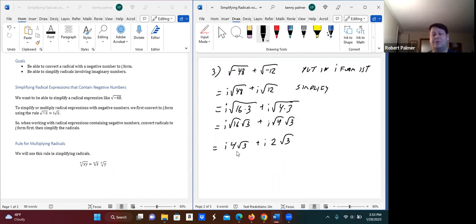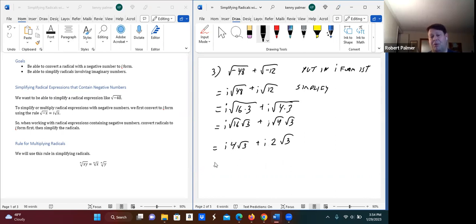Now, a couple more things. We can't simplify the square root of 3 any further. There are no perfect squares in 3. But these are now like terms, okay? Because we have i's as well. To be like terms, they have to have i to the same power, which we do. And we also have the same root and the same thing under the root, which is both square root of 3. So what we do is combine the coefficients.